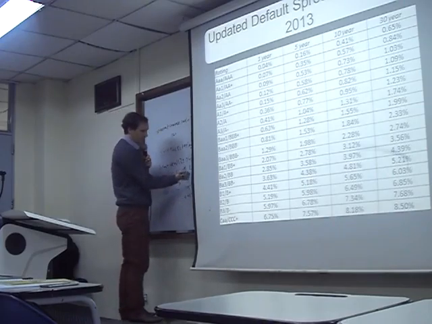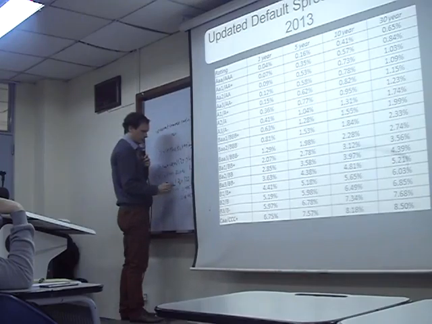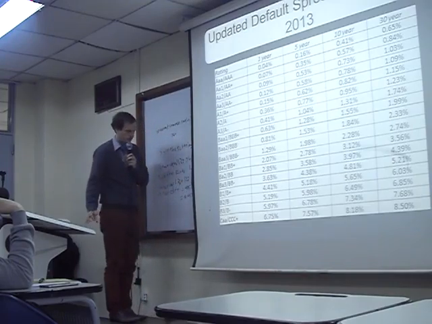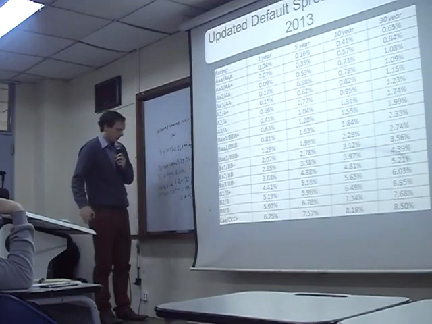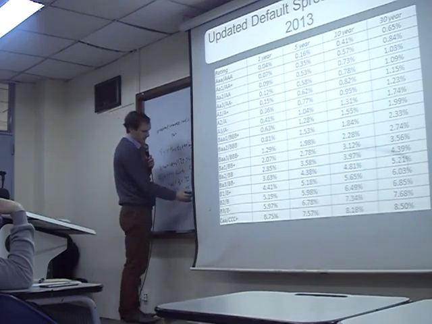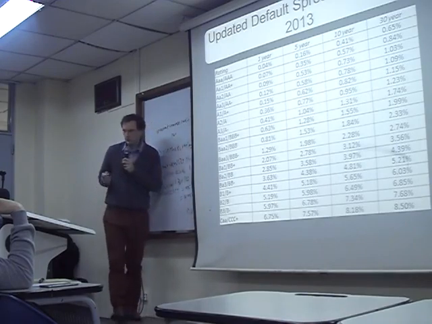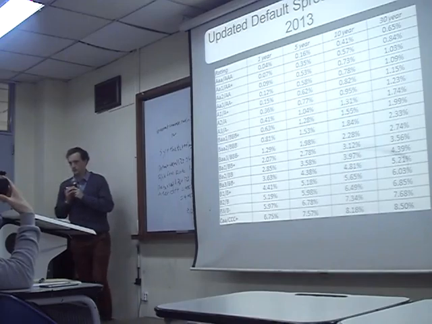Okay, 1.74 plus 1.25 is going to be 3%, right? More or less. Okay, 2.99%. And then we have to calculate the after-tax cost of debt. It's going to be minus 30%. It's going to be 2.1%, okay? So, that's well done.